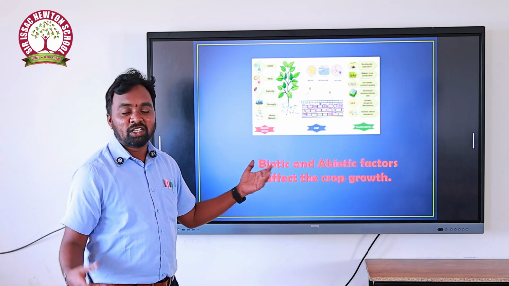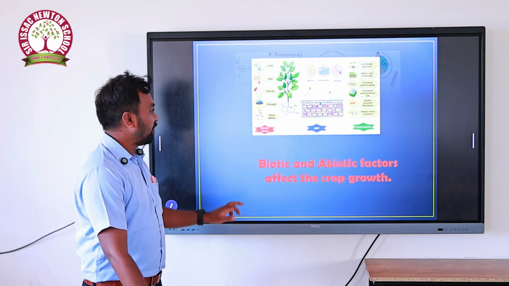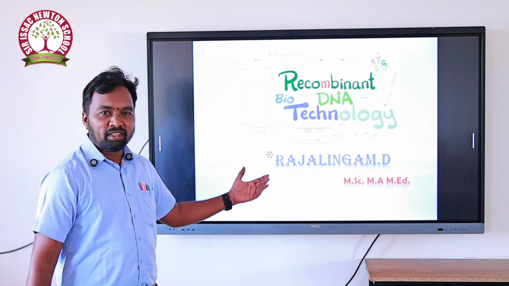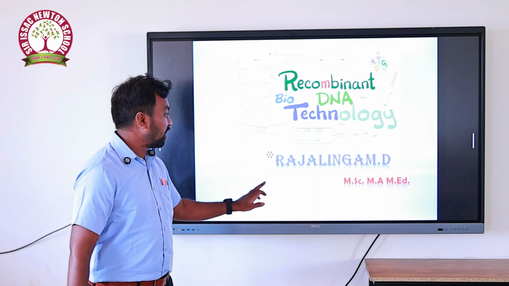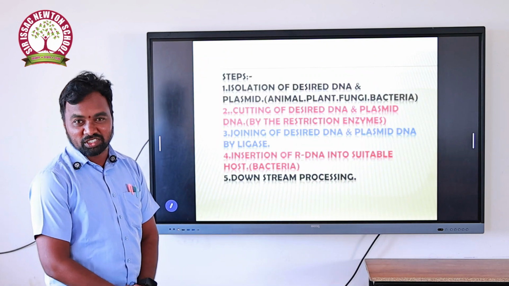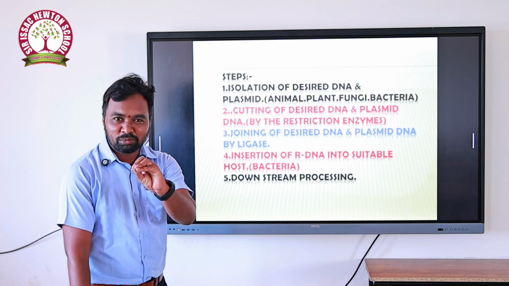So I can call it the art of Jugaad, which is innovative. So shall we go to the topic? It is actually a very interesting topic. So what are the steps involved in this rDNA technology? There will be a 5-star rating, 5 steps. Only 5 steps are there.